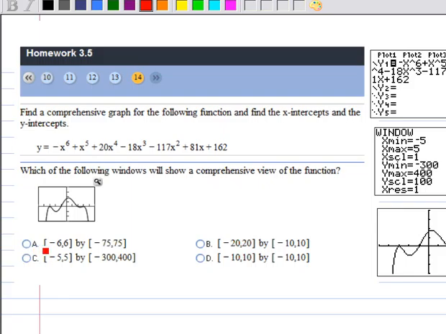And when I entered the values for A, that did not work, and then I tried C, actually went down, and this one actually did work. You see, if I did -5 to 5 and used an x scale of 1, and then -300 to 400 with a scale of 100, this is the graph that I found. So that shows a comprehensive view. Comprehensive view, remember, shows all the intercepts, all the turning points, and that is the case for this one.